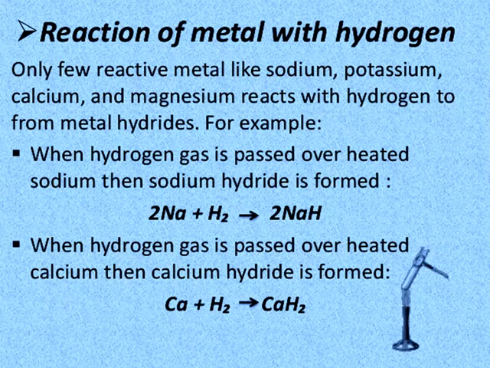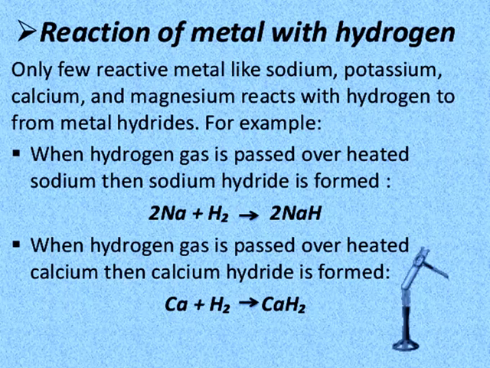Let us consider the example here. When hydrogen gas is passed over heated sodium, then sodium hydride is formed. The formula equation is two molecules of sodium react with one molecule of hydrogen to give two molecules of sodium hydride. Similarly, when hydrogen gas is passed over heated calcium, then calcium hydride is formed. The formula equation is one molecule of calcium reacts with one molecule of hydrogen to give one molecule of calcium hydride. Calcium hydride and sodium hydride are ionic compounds.